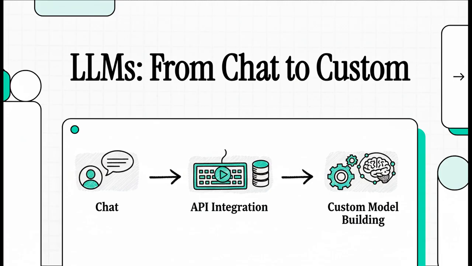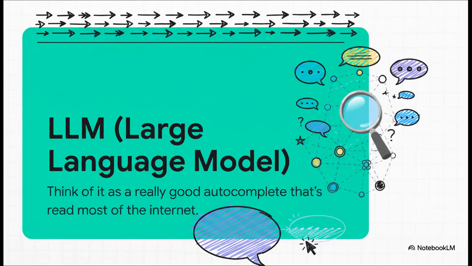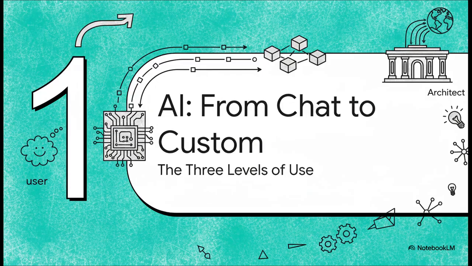Let's dive in and map out the entire journey, from just chatting with an AI all the way to building a completely custom one. So, what even is an LLM when you get right down to it? Honestly, the best way to think about it is just as a super smart autocomplete. I mean, you give it some text, and based on the ridiculous amount of stuff it's read from the internet, it just predicts what word comes next. That's it. And that simple idea is really the key to understanding all the powerful things we're about to get into.